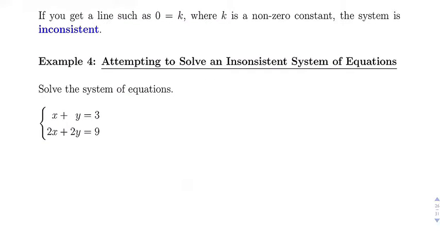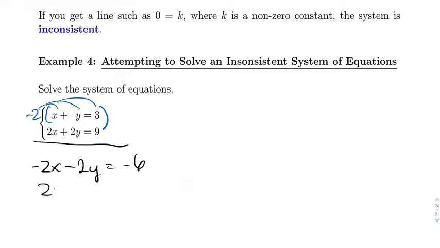So now if we get a line such as 0 equals k, where k is some non-zero number, then the system is inconsistent. Let's see this in an example. So it just says solve the system of equations. I'm going to go ahead and introduce another technique that we have called the elimination method. With the elimination method, we want to get one of the variables to be the exact same, only different signs. So I'm going to eliminate x, for instance. So what I can do is multiply that first row by -2 and distribute. Now when I do that, it'll give me -2x minus 2y equals -6, and then we bring down the other.